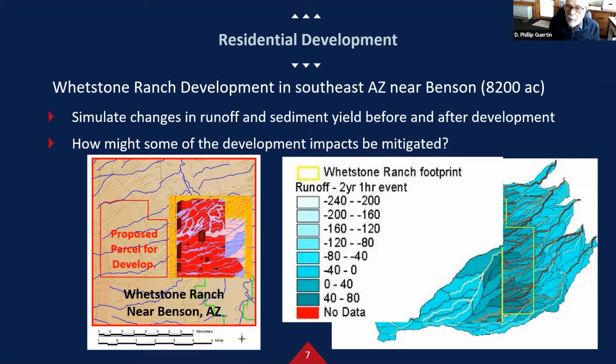This is just an example in southern Arizona, near Benson, Arizona, where they had a proposed development, and we evaluated the potential impact of that development on the San Pedro River for a 2-year, 1-hour return period event. We can then also incorporate other building designs to try to mitigate the impacts, such as less impervious area and more cover area within the urban zone.